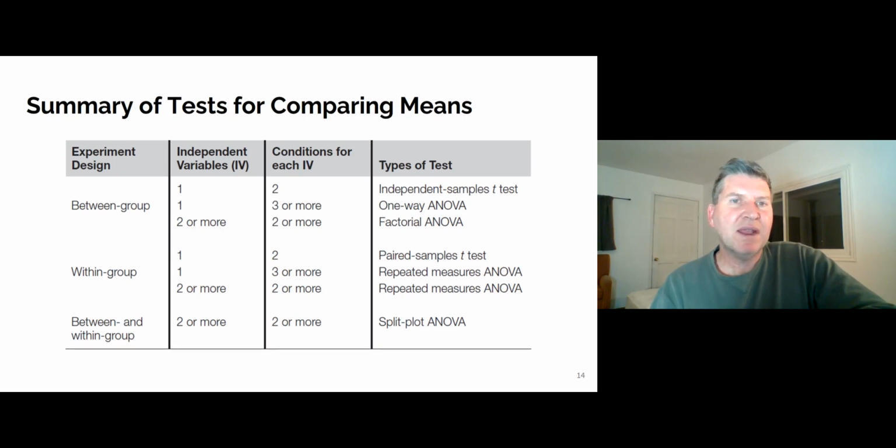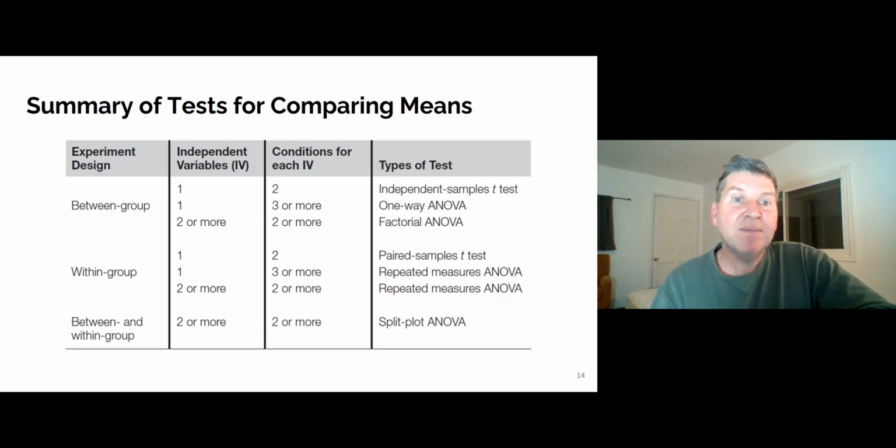Here's a nice summary, and I think you'll come back to the slide several times when you're trying to identify the right approach. One of the challenges of any kind of statistics is knowing which test to do when. In fact, I always have to give a little bit of thought to this. So in the leftmost column, we see between group, within group, and then we have a between and within group or split plot. You see in the second column, it's the number of independent variables, 1, or 2 or more, and each condition for the independent variables.